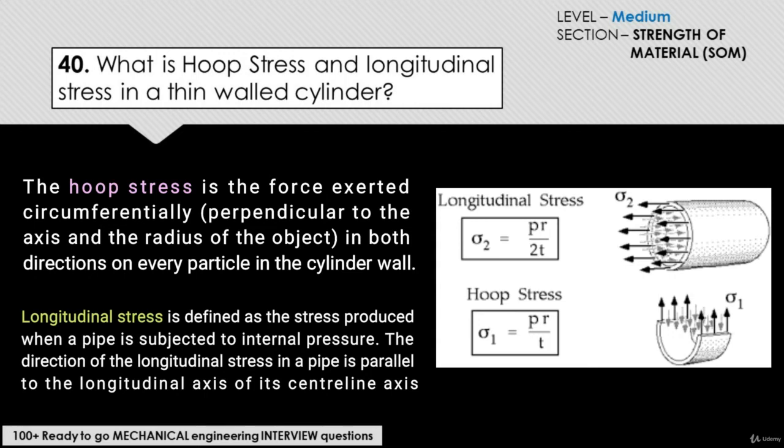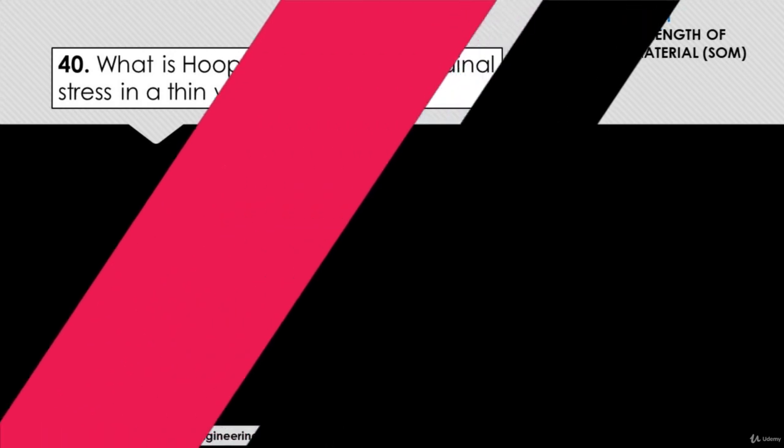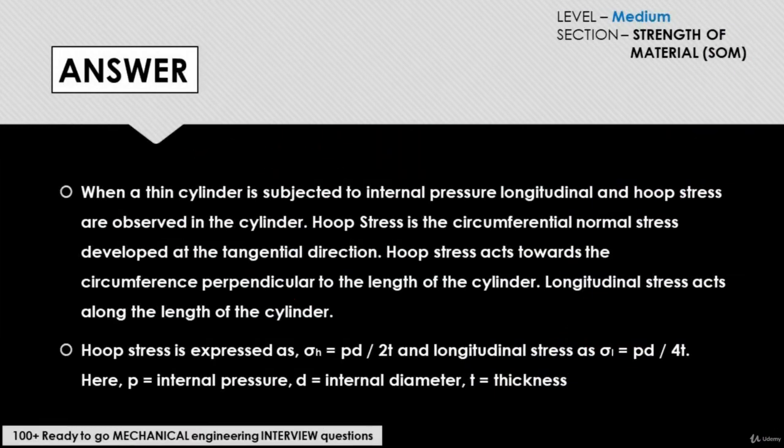The direction of the longitudinal stress in a pipe is parallel to the longitudinal axis of its central line axis, which means that the stress acts in the direction of the pipe's length. The answer to this question would be when a thin cylinder is subjected to internal pressure, longitudinal and hoop stress are observed in the cylinder.